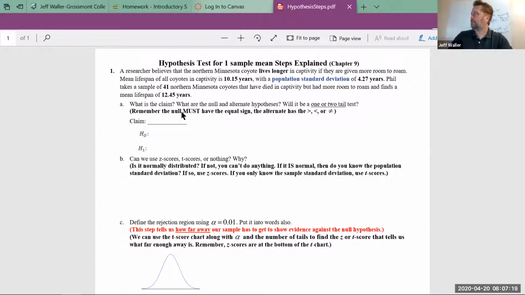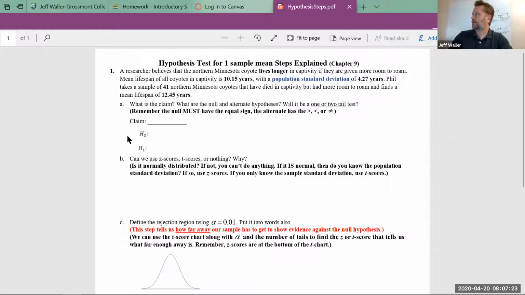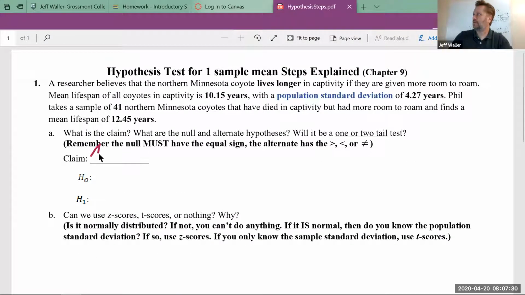Therefore, bear with me with this. This is going to be bad. Oh well. The mean, maybe I zoom in. You can do it, Jeff. The mean, the claim is the mean is greater than 10.15 years. Okay, could have been so much worse.